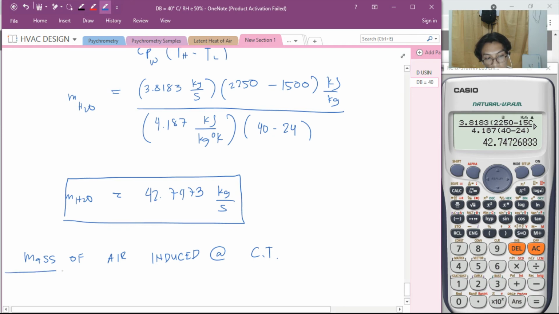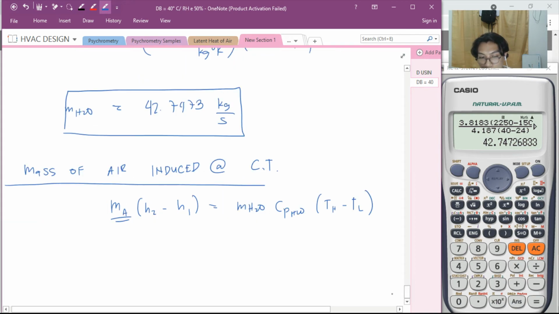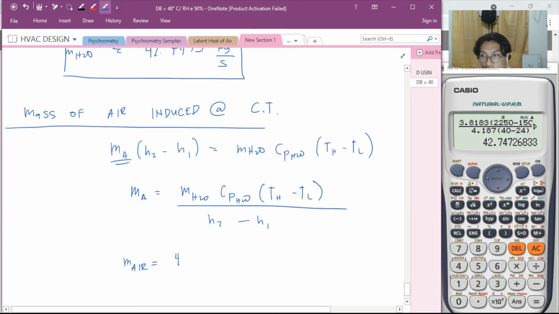Cooling tower. O ngayon, 'di ba, by material balance and energy balance, kinuha natin kanina, the mass of air times H2 minus H1, for cooling tower lang, equal to M ng H2O, CP ng H2O multiplied to T hot minus T low. Kinukuha natin is the mass of air. For the mass of air, that is equal to M ng H2O, Cp ni H2O, multiplied to TH minus T low, divided by H2 minus H1. Then, we can say that the mass of air is equal to yung mass ng H2O na nakuha mo diyan, 42.7473 kilogram in every second.